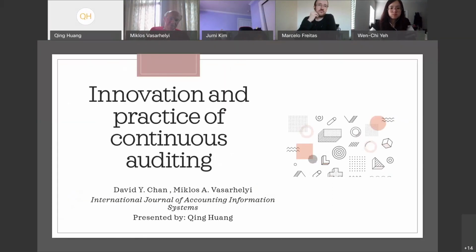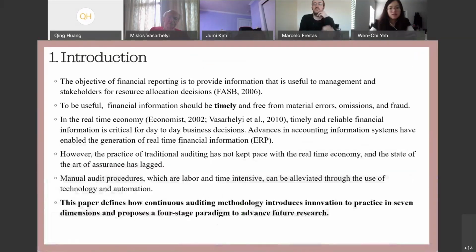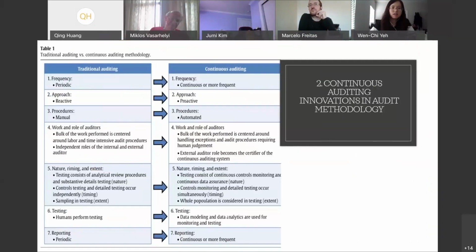Hi everyone. The paper I'm going to present is Innovations and Practice of Continuous Auditing. The main idea of this paper is that it defines how continuous auditing methodologies introduce innovations to practice in 7 dimensions, and proposes a 4-stage paradigm to advance future research.